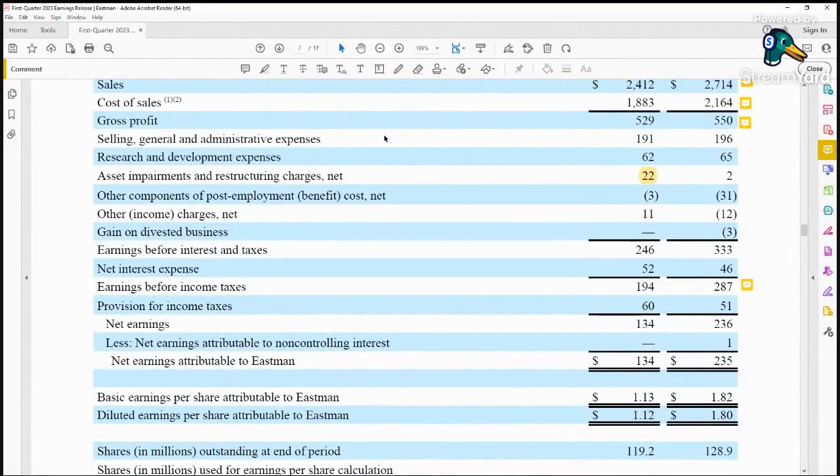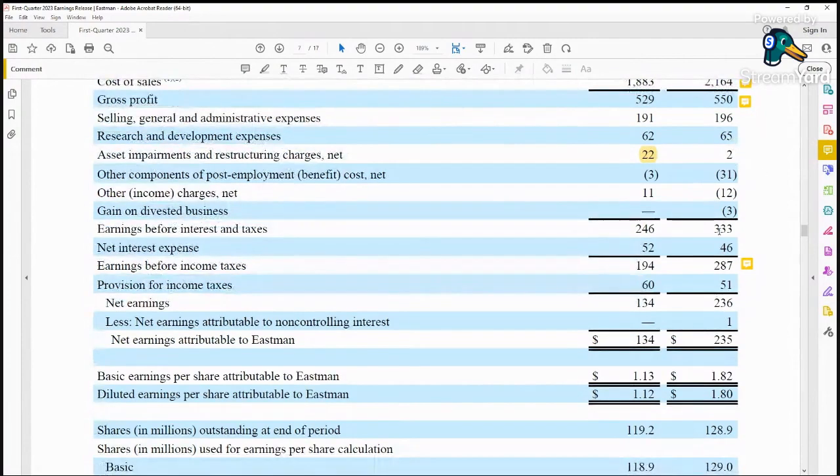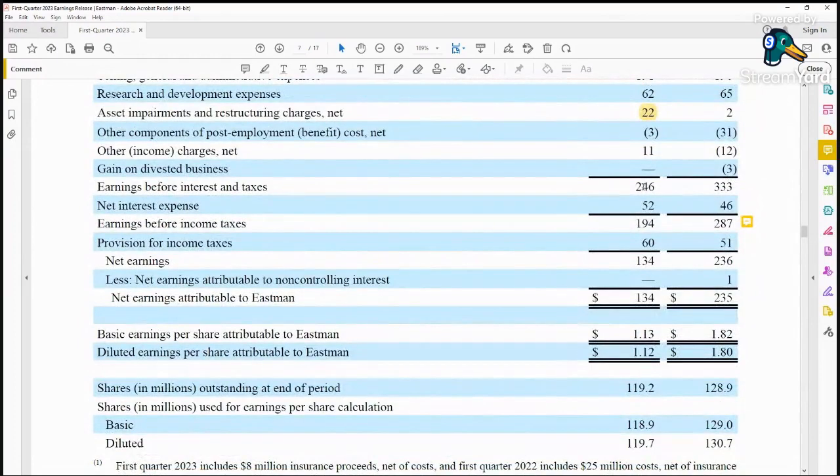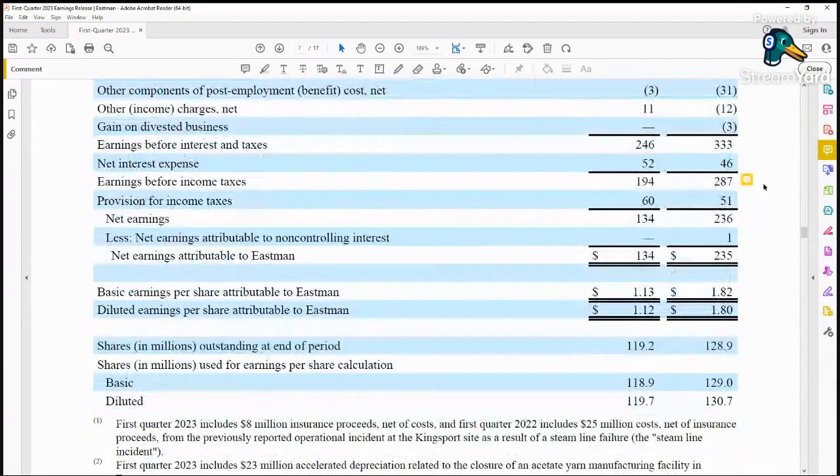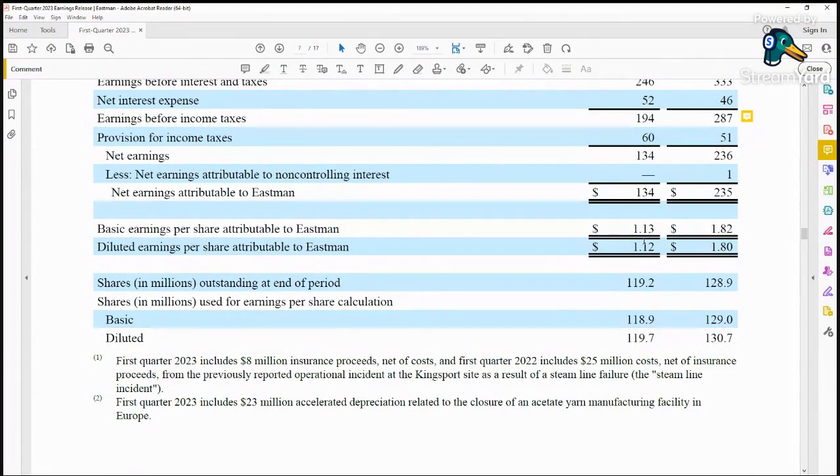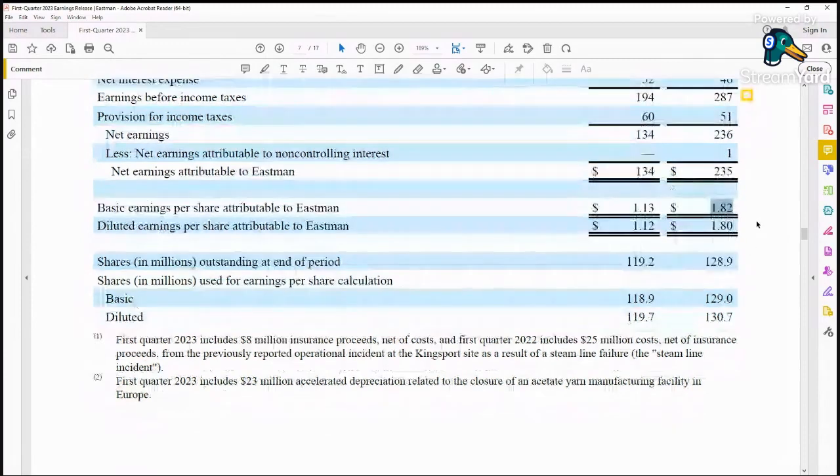Just looking over all of these numbers through here, we see one of the biggest impacts here is asset impairments and restructuring charges. Net was 22 this year. It was only 2 last year. And we end up with a significantly lower EBIT, where we have 246 compared to 333, down nearly 30%. Down here, 32.4%, which brings us down to an earnings per share of $1.13 compared to $1.82 last year.